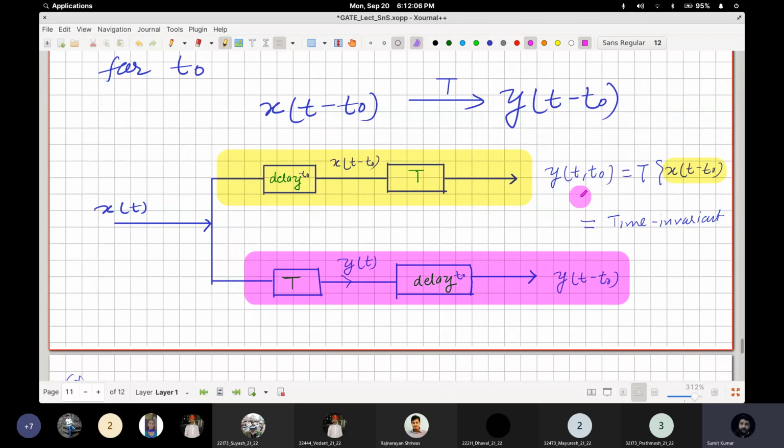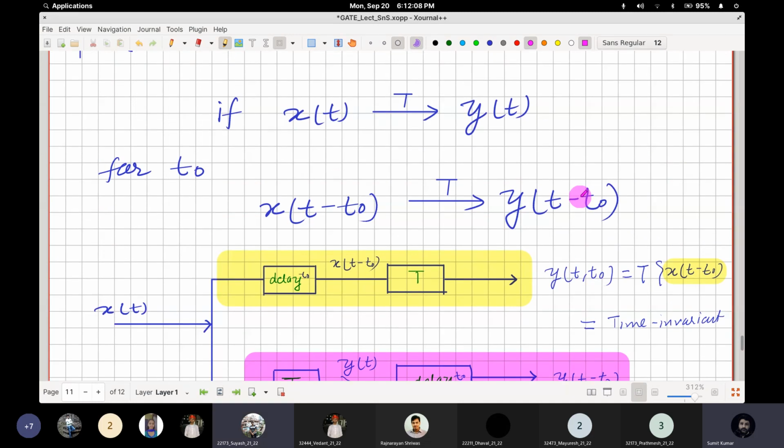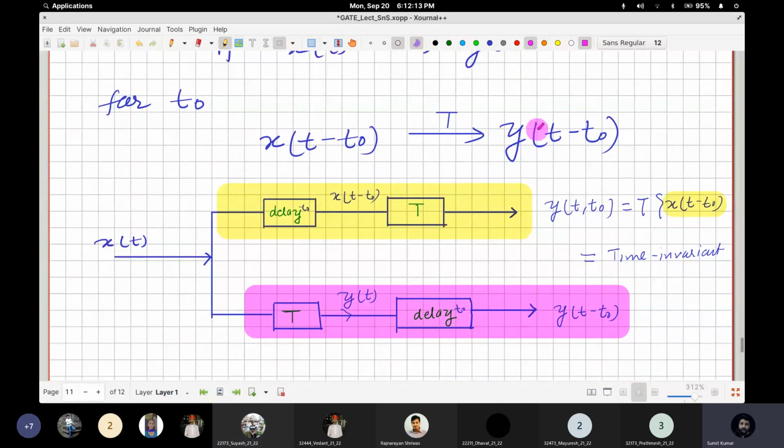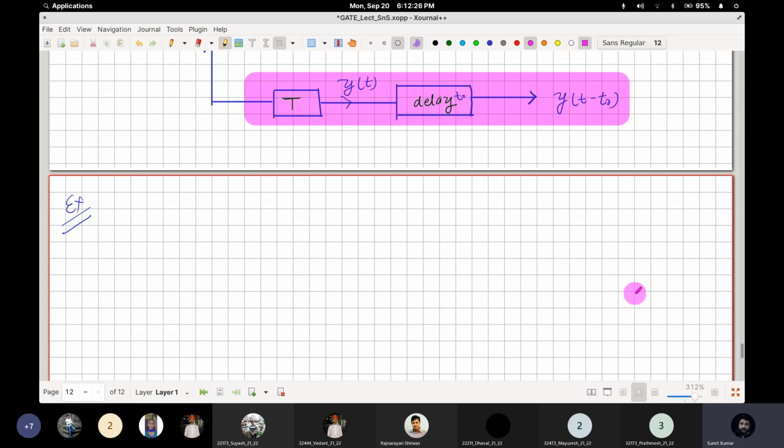Is that clear? Yes, sir. For whatever delayed input x of t minus t naught you applied, the output you should get is y of t comma t naught. Is this clear? If this is not matching, it means your system is time variant. Let's see one or two problems and then you will understand how this actually works. So let's say our system is this only, y(t) is equal to x of t. Tell me whether this system is time invariant or not.